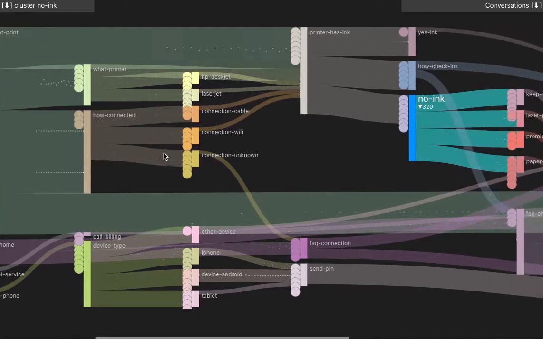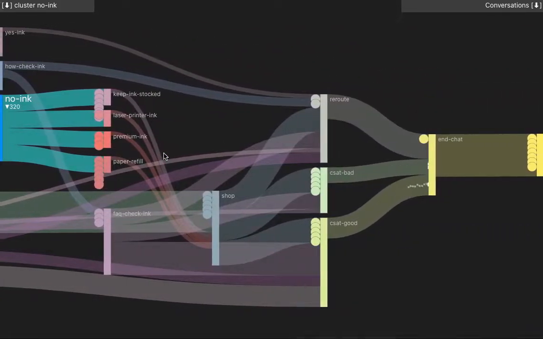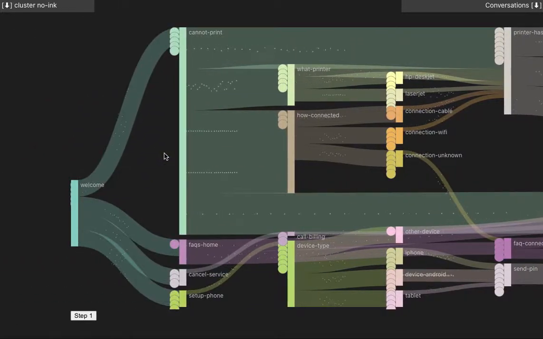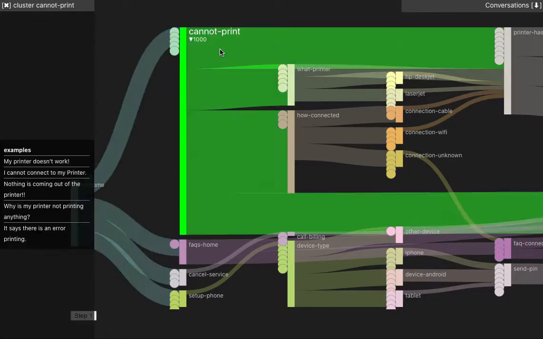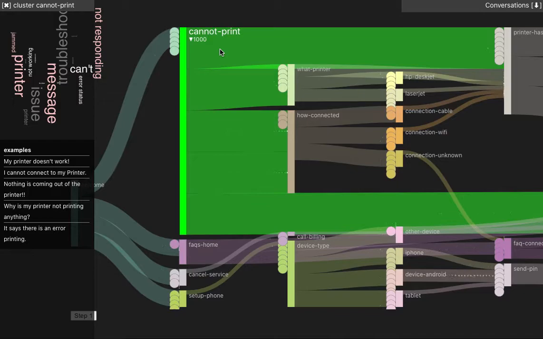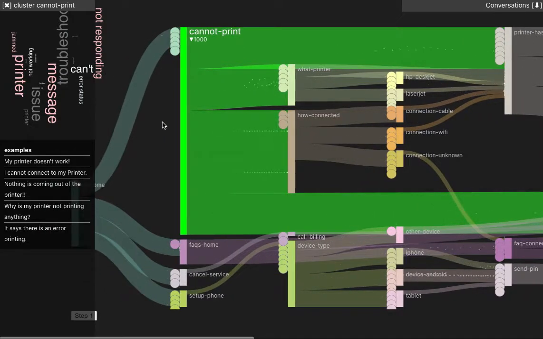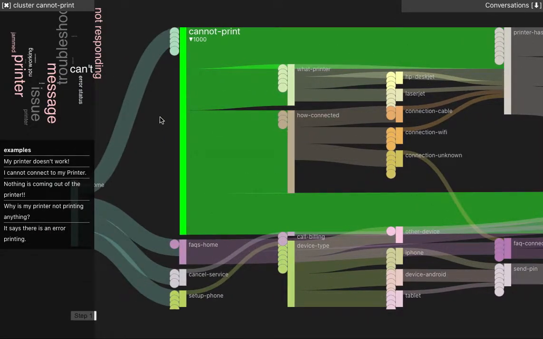A mock-up of a conversation view graph. It's based on a Sankey diagram, and the idea is to review conversation logs, but also be able to respond to them. So this is an aggregation of various conversations around a kind of "cannot print" IT support question.